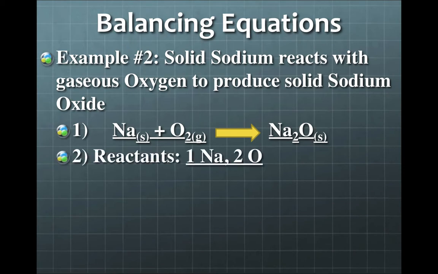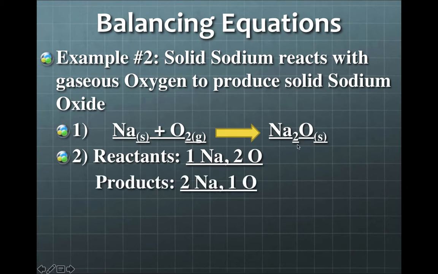Okay, step 2, I count my reactants and products. I have 1 sodium and 2 oxygens on the left. And on the right, I have 2 sodiums, 1 oxygen.